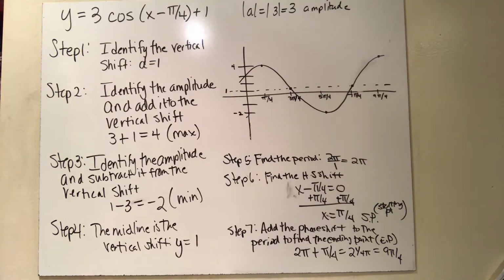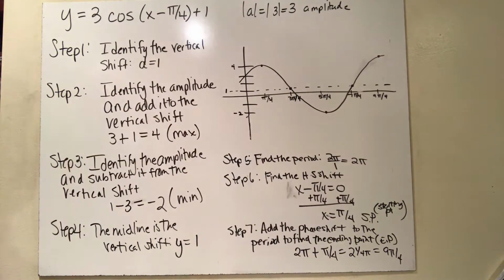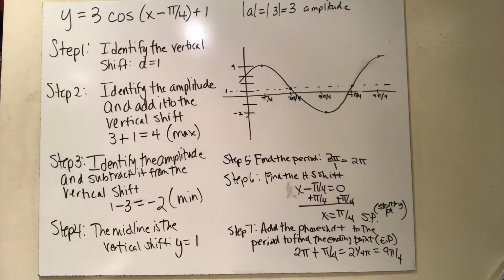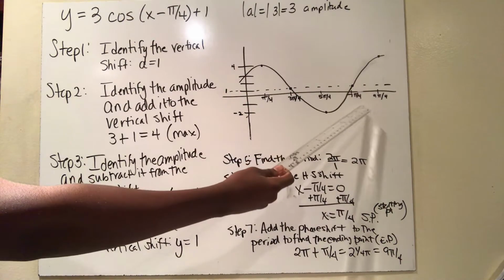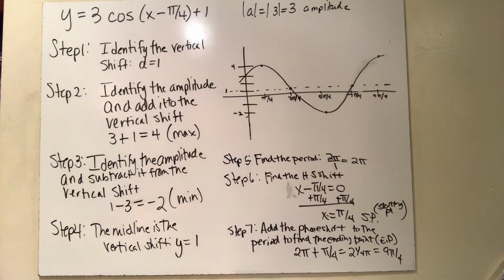All right, since this is a cosine graph, our first point is going to have the y value of the max, which is 4. 3 pi over 4 would be at the midline, which is 1. 5 pi over 4 is going to be at the minimum point, which is negative 2. So it'll be 5 pi over 4 comma negative 2. 7 pi over 4 would be plotted on the midline, and 9 pi over 4 would be at the max, which is 4. And this is my graph.